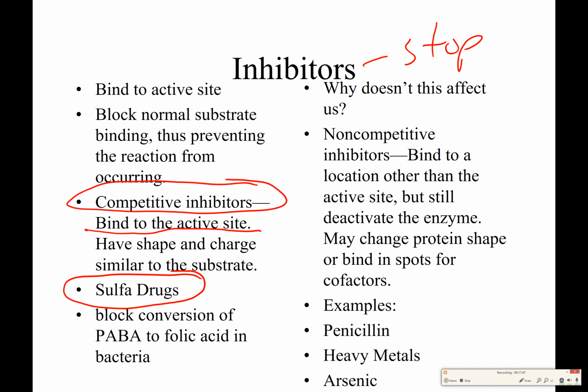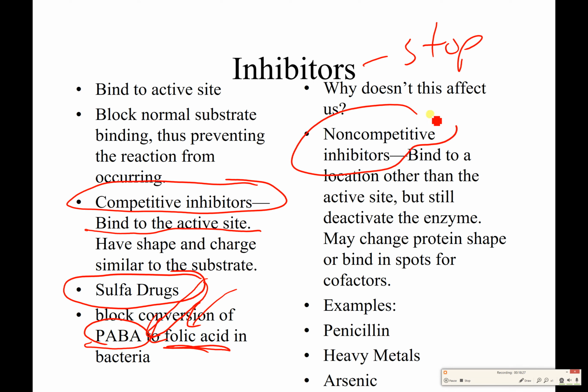Bacteria have this set of enzymes that convert a substrate called PABA to folic acid, an important vitamin, an important coenzyme for bacteria. We also need folic acid, but we get our folic acid from our diet. Bacteria manufacture their own. So what these sulfa drugs do is they inhibit the enzymes that make folic acid in bacteria. And if bacteria don't have folic acid, they die. These drugs don't hurt us because we don't have the enzymes to make folic acid. We take in our folic acid from our diets.